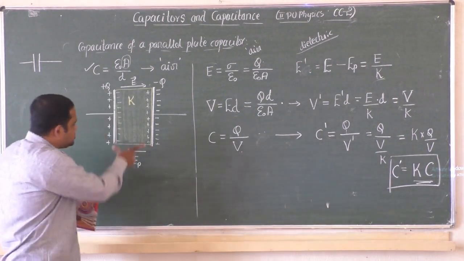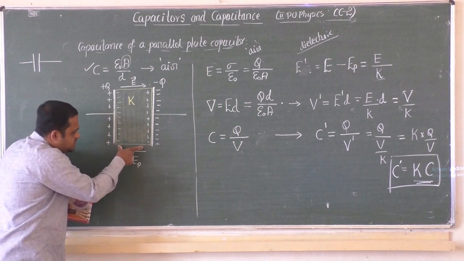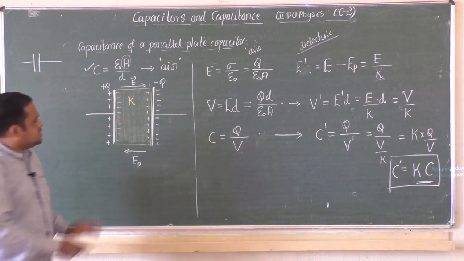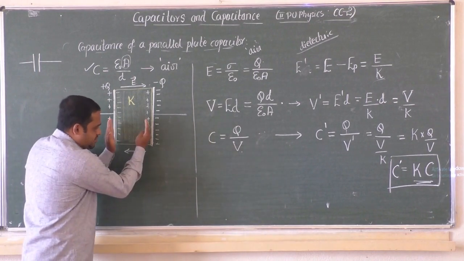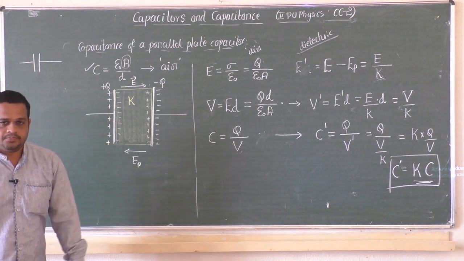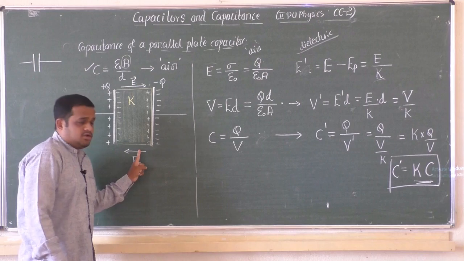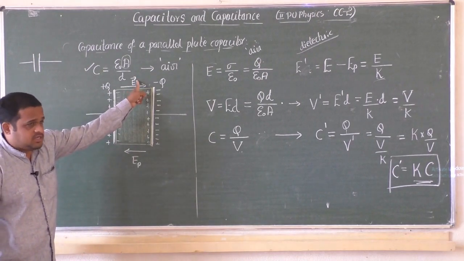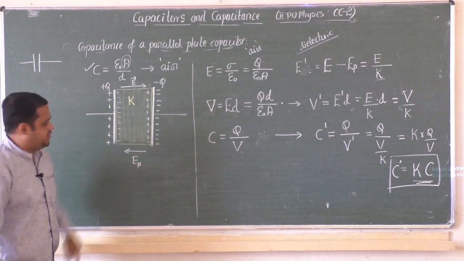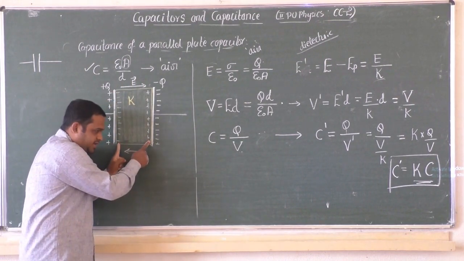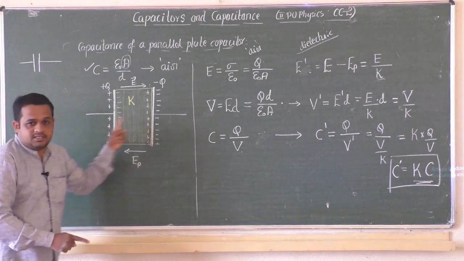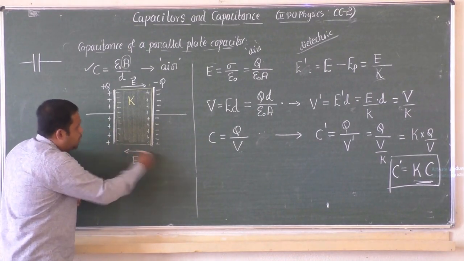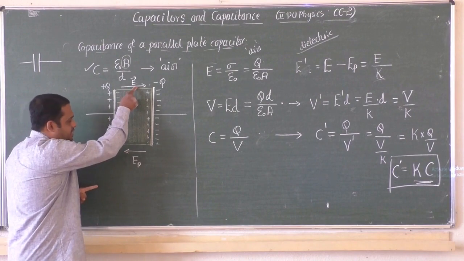What is the thickness of this dielectric medium? The thickness of the dielectric medium is equal to the separation between the plates of the capacitor. So we introduced such a dielectric medium between the plates of the capacitor. When it is introduced, due to this electric field between the plates, which is the external field, polarization of the dielectric takes place. Due to polarization, an electric field will be induced in a direction opposite to that of the original electric field.